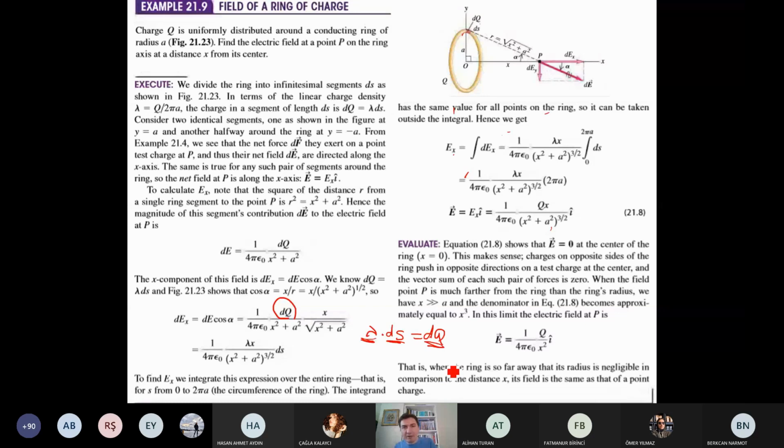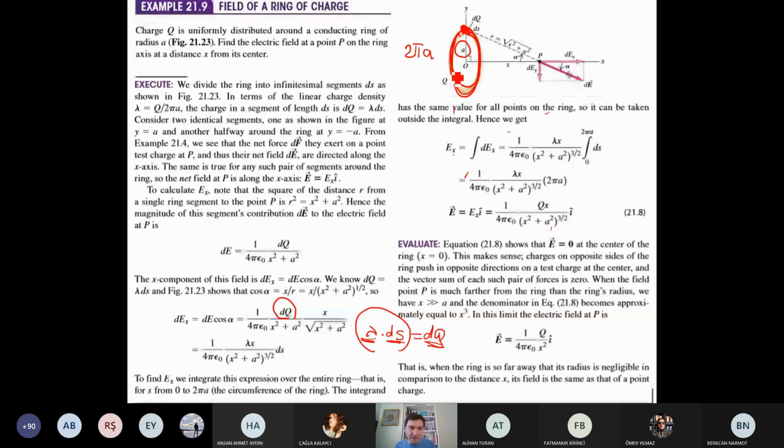Then I have dEx. In order to calculate all contributions from the ring, I can integrate the system. What about this distance? This is the circumference. It is given by 2 pi a, where a is the radius of this ring. This is the circumference of the ring. Then I will integrate this over ds.